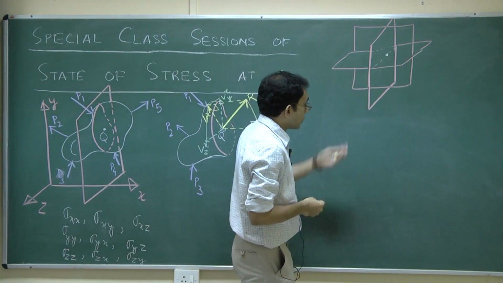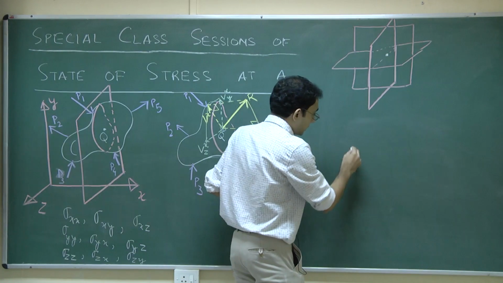So if we consider those kinds of 6 planes, I'm again repeating the cube here.